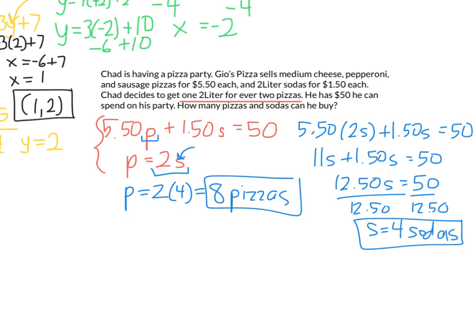Now to check this, we do want to plug in both numbers. So 5.50 times 8, and that is 44, plus 1.50 times 4, which is 6, and 44 plus 6 equals 50.